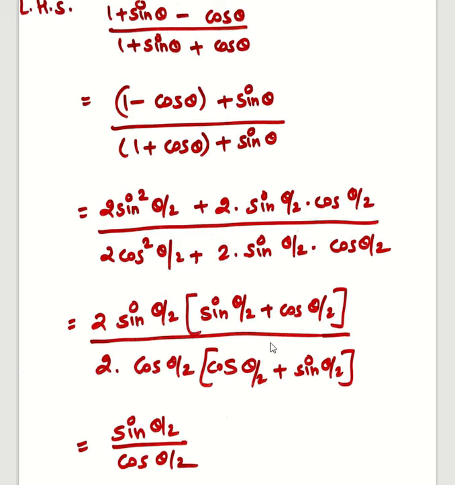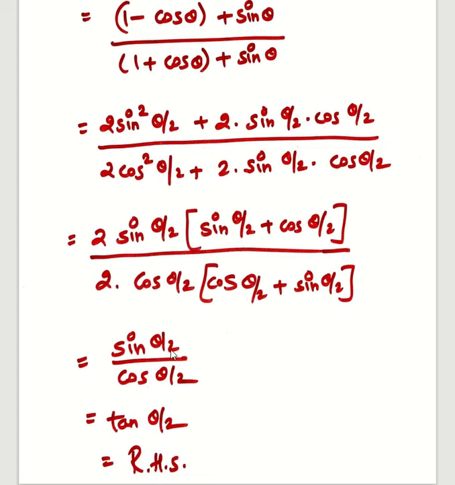So this bracket will get cancelled out, and this 2 also will get cancelled out. So sine upon cos, sin θ/2 upon cos θ/2, becomes tan θ/2, which is equal to the right hand side, and we can say hence proved.